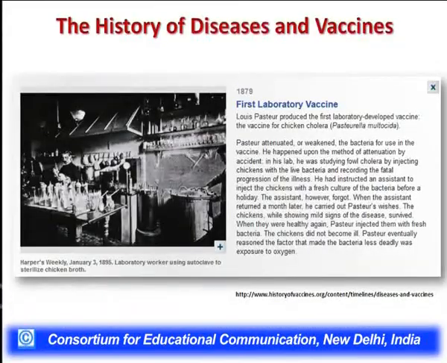Now, one of the first developed vaccines came in the year 1879. It was developed by Dr. Louis Pasteur. Louis Pasteur produced the first laboratory-developed vaccine, and this vaccine was for chicken cholera. Pasteur attenuated, or weakened, these bacteria for use. He happened upon the method of attenuation by accident in his lab.